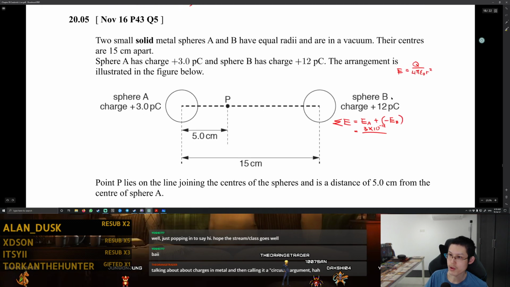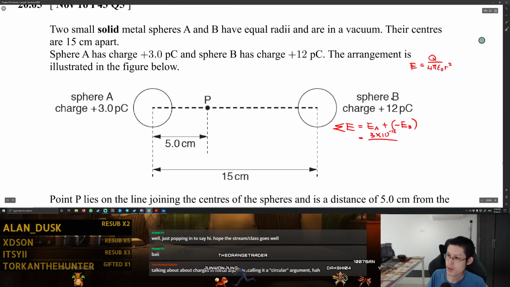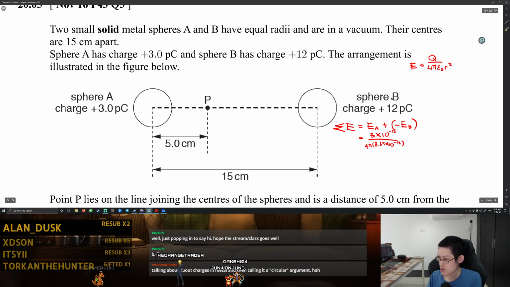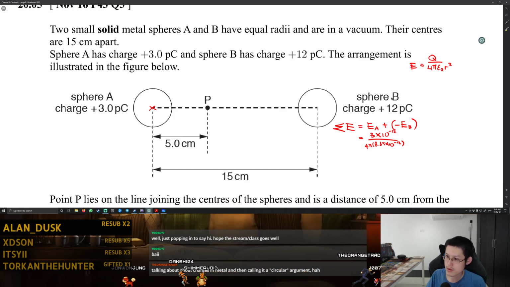Is it too small? Can you actually see? Okay, so 3 times 10 to the power minus 12 over 4 pi epsilon. Epsilon is 8.85 times 10 to the power minus 12. And then r squared. r is going to be the distance from the point charge, which is assumed to be the center of the sphere, to P, which is 5 centimeters. So you put 5 times 10 to the power of minus 2.